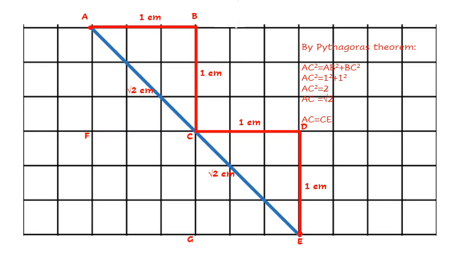In this case, we have two diagonals for the two squares ABCF and CDEG. The length of each of these diagonals is under root 2 centimeters. So, the total displacement AE is equal to 2 into under root 2 centimeters.